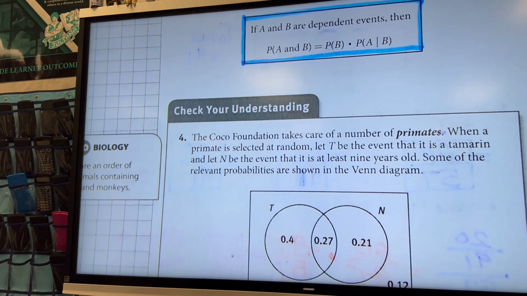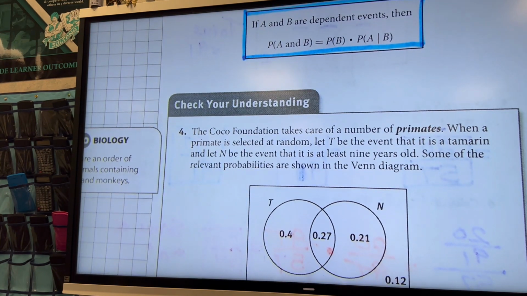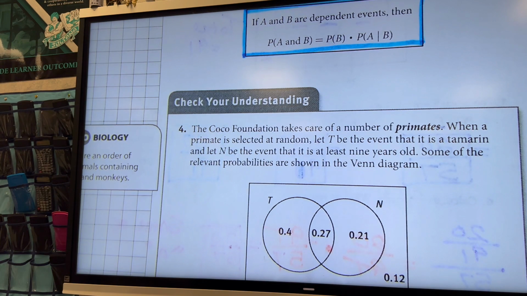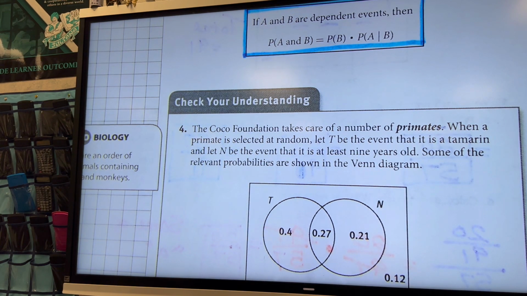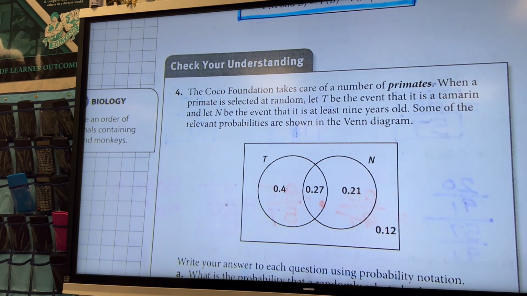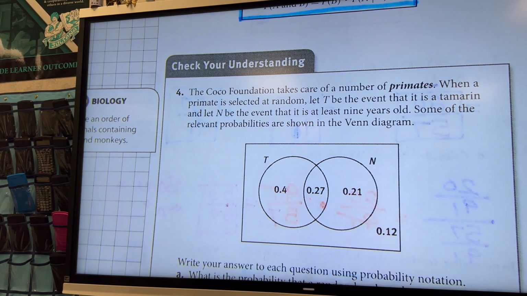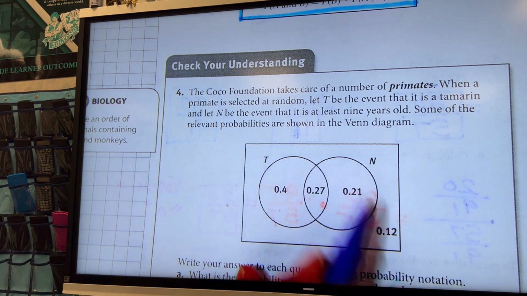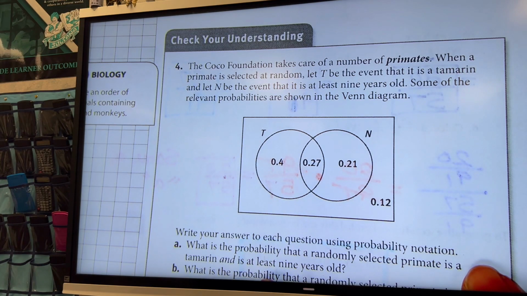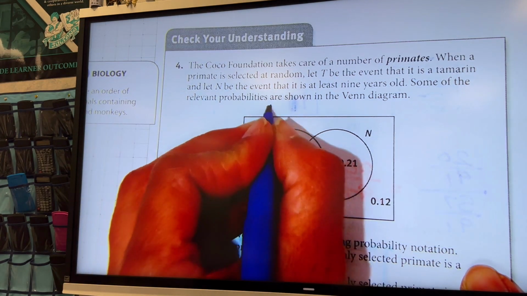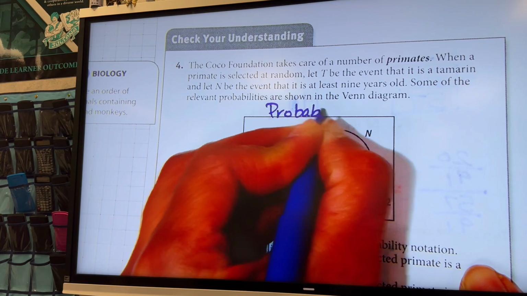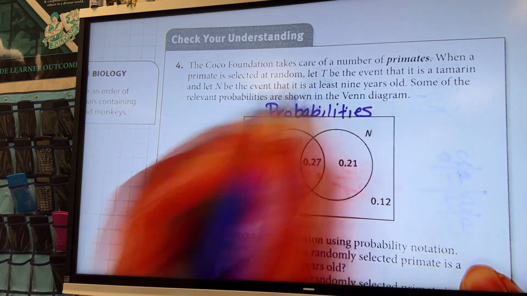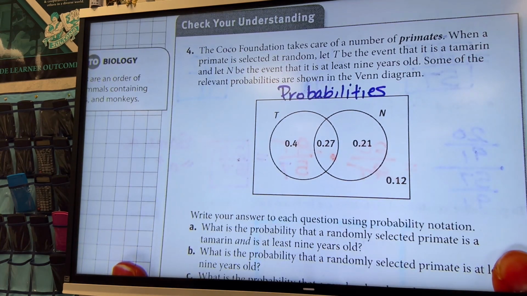So we're going to do the check your understanding number 4 down here. And it says the Cocoa Foundation takes care of a number of primates. When a primate is selected at random, let T be the event that it is tamarin, and let N be the event that it is at least 9 years old. Some of the relevant probabilities are shown in the Venn diagram. So is this a probabilities Venn diagram? Yes, we've got decimals this time. So this is not counts. This is a probabilities Venn diagram. So the probabilities have already been calculated.